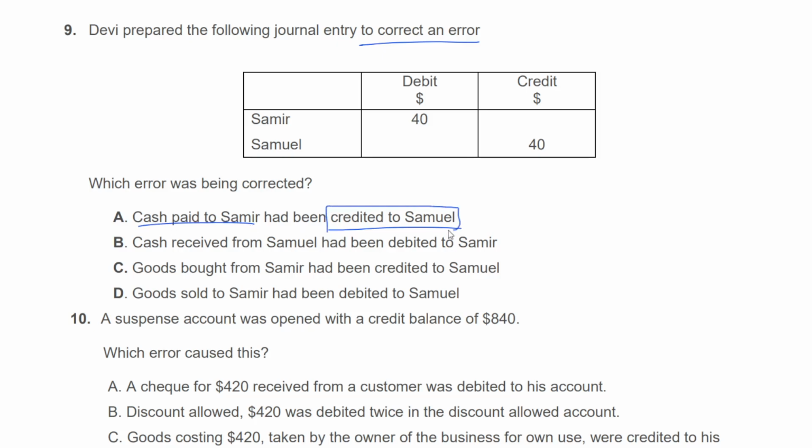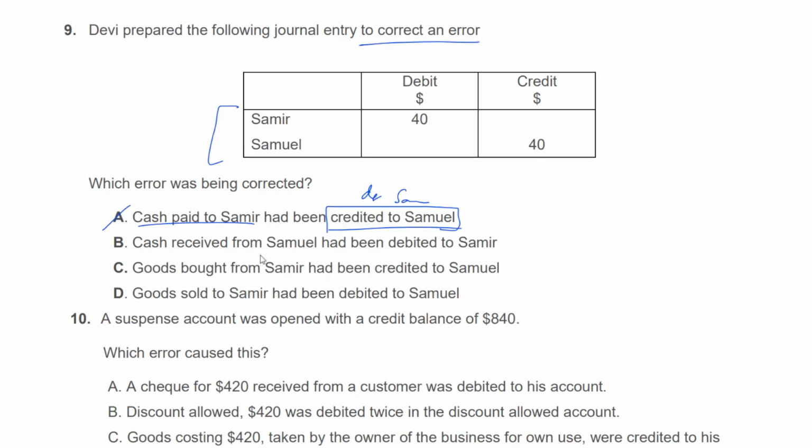Now, to fix this mistake, what would you do? To fix this, you will debit Samuel, right? In this case, are you debiting Samuel? You're not. When you're correcting this particular error, we're not debiting Samuel, so this is not correct. If this were the correct answer, we would be debiting Samuel.